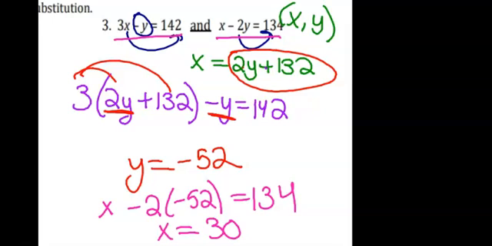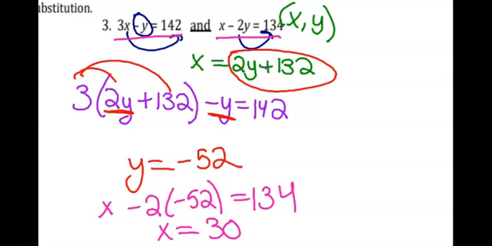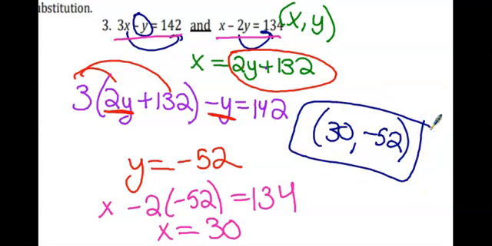So what is my solution? My solution is (30, -52). So again, this is a system that I would not be graphing. I'm not going to be graphing -52. This is something where I would use substitution. Next lesson, you're going to be using elimination. So then you can see all 3 methods.